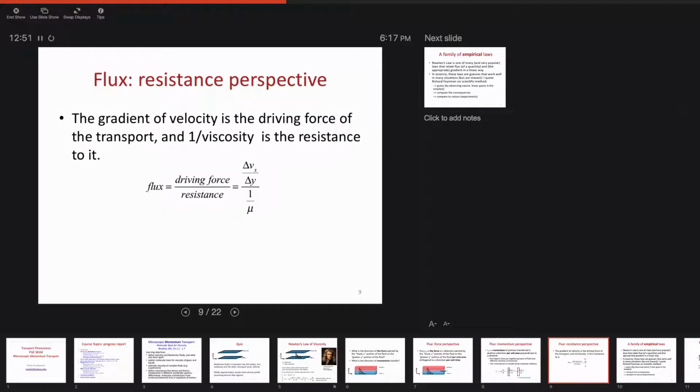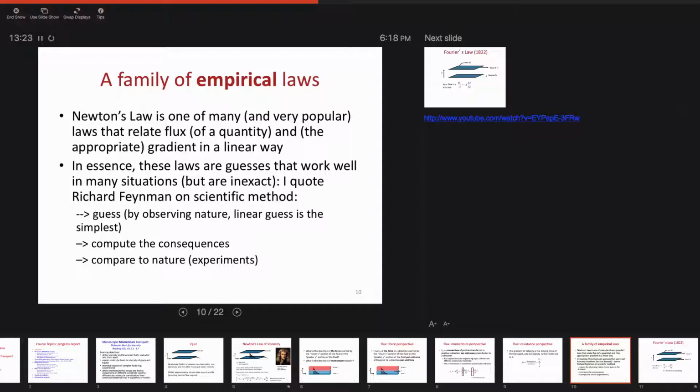There's also a resistance perspective, which is useful when we start relating this to electric current transfer. So you can look at the gradient of velocity as the driving force of the transport, and 1 over viscosity as the resistance to it. So then my flux is the driving force divided by a resistance. So this is basically connecting things to electrical circuits. And that's how you basically arrive at this.